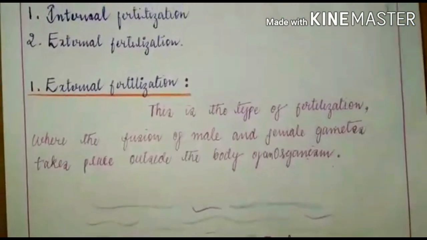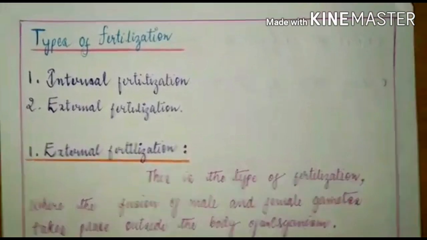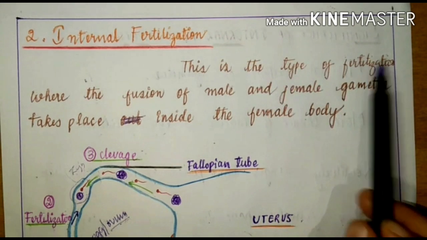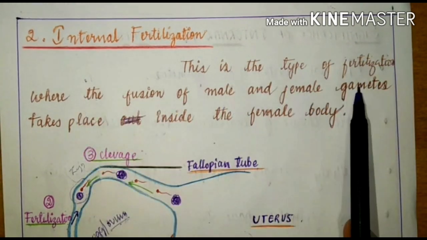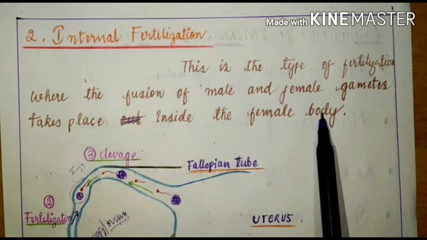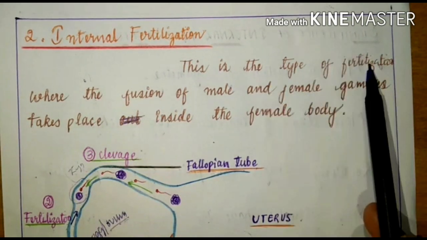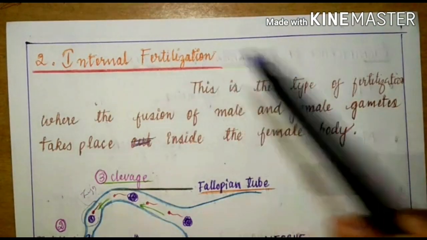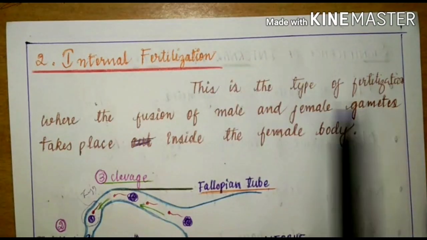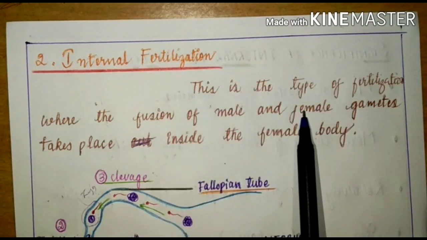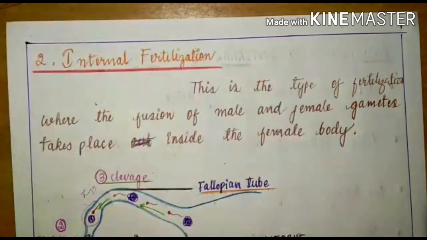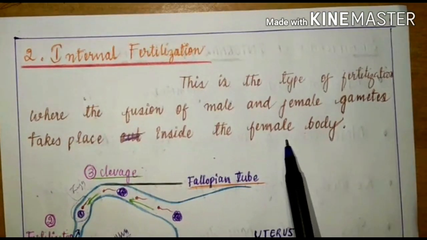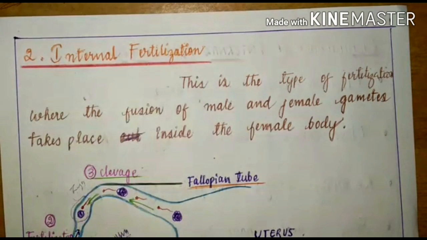I hope you understood. So let's move on to the next one, that is internal fertilization. This is also a type of fertilization where the fusion of male and female gametes takes place inside the female body. Internal means what? Inside. Fertilization means fusion of male and female gametes. So the fusion of male and female gametes is taking place inside the female body, and we call this type of fertilization internal fertilization.